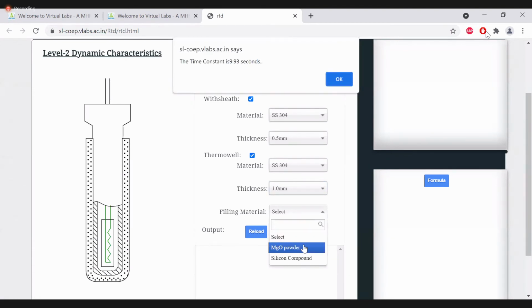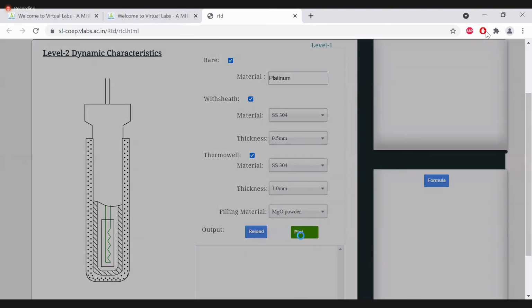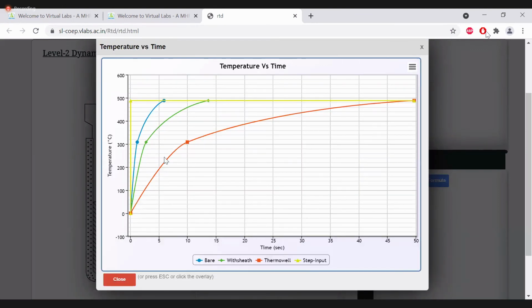See, depending on the filling material, the time constant is varying again. So if you change the thickness, the material for the sheath and thermowell, and the filling material, the time constant will vary. That we have to observe now. After selecting MgO powder as the filling material, you have to plot, and you will get 3 graphs. Now we will understand these 3 graphs clearly. So this is the way you have to do the experiment, students. I am giving you 2 minutes for this second part, and randomly I will call the numbers.